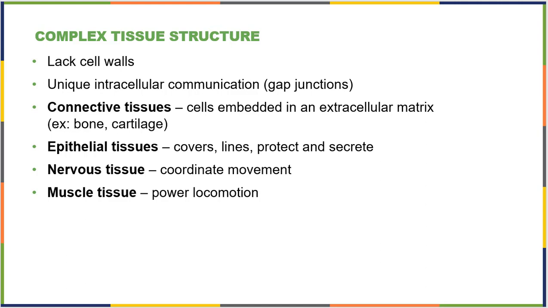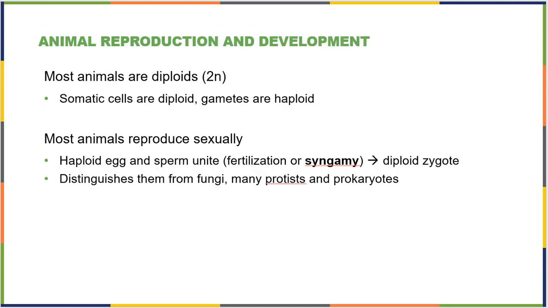Nervous tissues coordinate movement. Those are your nerves and your brain. And then muscle tissues, of course, power locomotive activities. Muscle tissue can be divided into smooth, skeletal, and cardiac muscle. The study of those tissue types is histology. It's its own branch of biology.